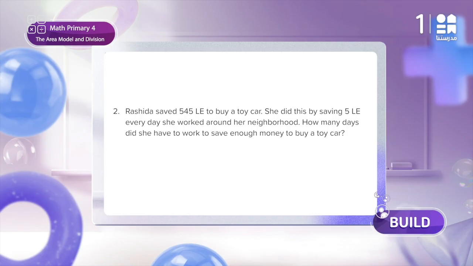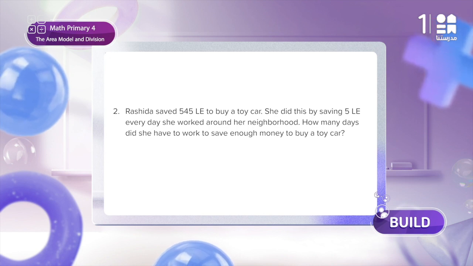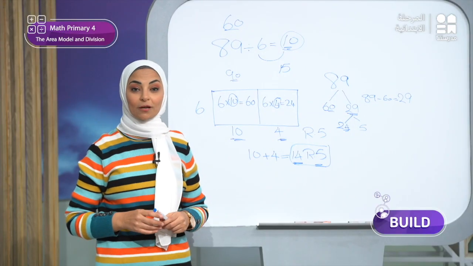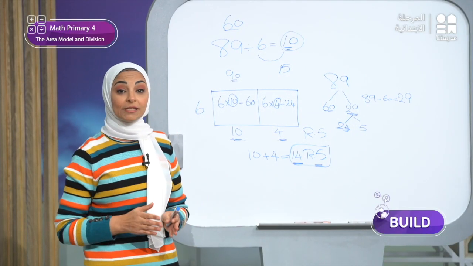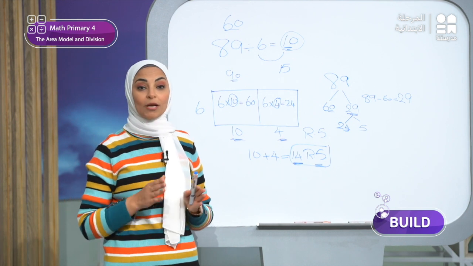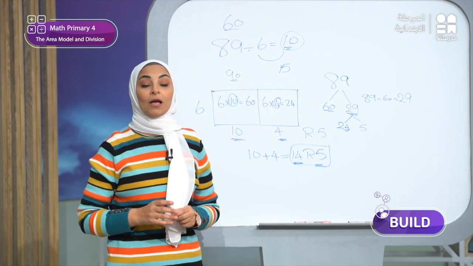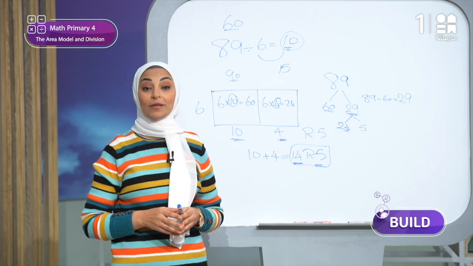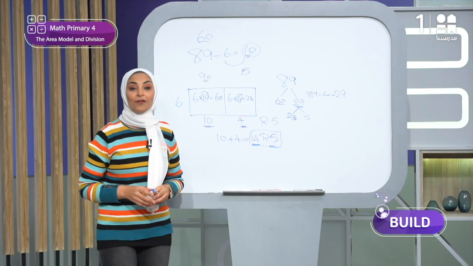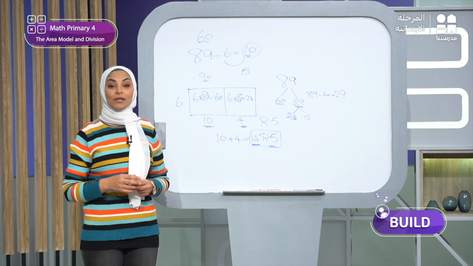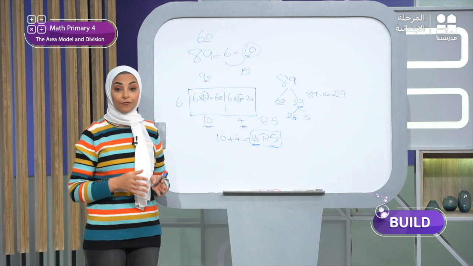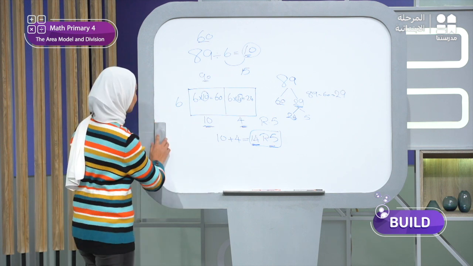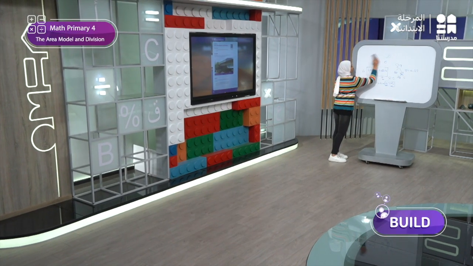we took. From reading problem number 2, we know that our friend Rashida saved 545 LE to buy a toy car. She did this by saving 5 LE every day. كل يوم بتحوش 5 LE. She worked doing simple tasks. How many days هي محتاجة days قد إيه to work to save enough money to buy this toy car? Okay, from our understanding, we know that we need to divide 545 by 5. تعالوا نعملها مع بعض.